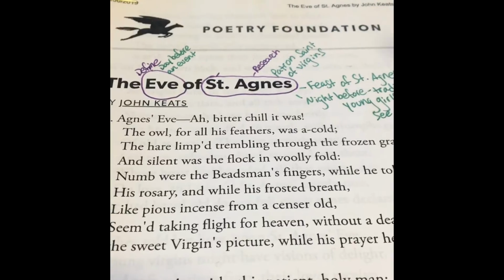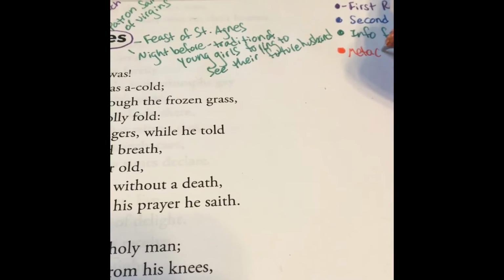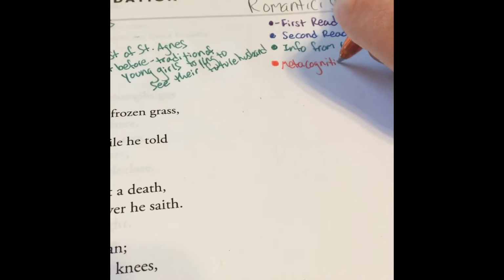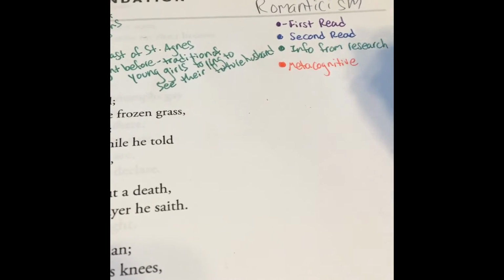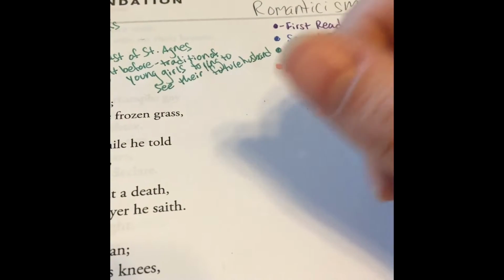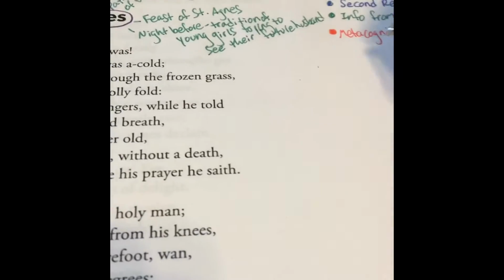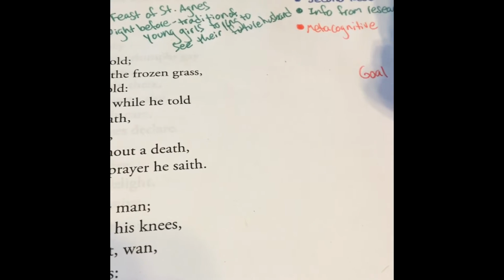So now that I've done that, I want to set some goals for my reading. I'm going to add to our key metacognitive. Any kind of metacognitive skill or idea is going to be in orange. So we're going to start with goal setting.